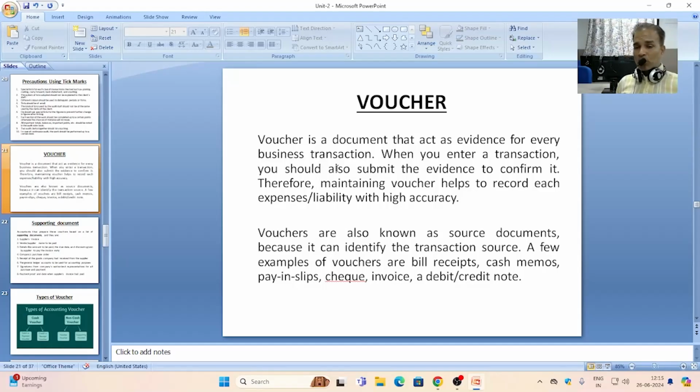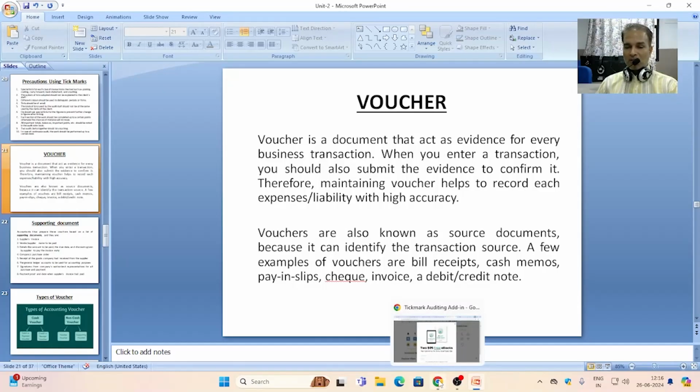Vouchers are also known as source documents because every type of transaction is generated from these source documents. As examples of vouchers, we can take bill receipts, cash memos, pay-in slips, checks, invoices, any type of debit or credit note. So, the voucher is a documentary evidence of a transaction which is recorded in the books of accounts.